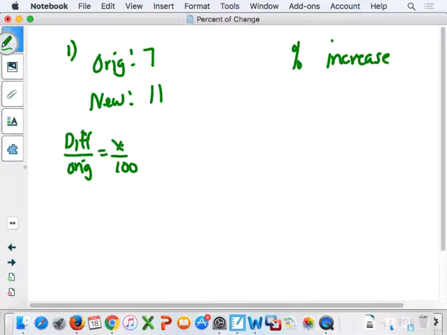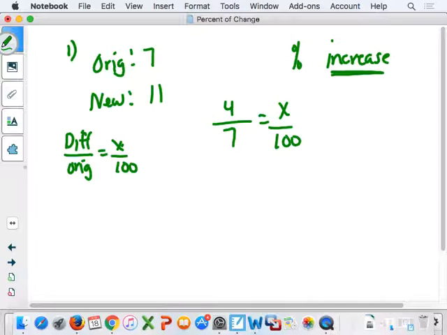Okay, so let's see. What is the difference between 7 and 11? It's 4. And you don't have to say a positive 4 or a negative 4, because we're dealing with whether or not it's an increase or decrease up here. So the difference between 7 and 11 is 4. Now, what was your original amount that you started with? 7. So you're going to set that equal to x over 100.